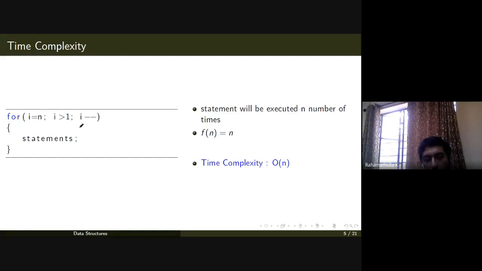In the previous case, we were going with i value from 0 to, for example, if n was 10, 0 to 10, and here we are coming from 10 to 1. Whether we are going from 1 to 10 or 10 to 1, the number of steps will be the same, equal to 10 steps. So if n is equal to 10, this means that f of n equals n. So 10 units of time will be taken corresponding to this set of statements. So it is linear with n. That is what the time complexity is denoted as, order of n.